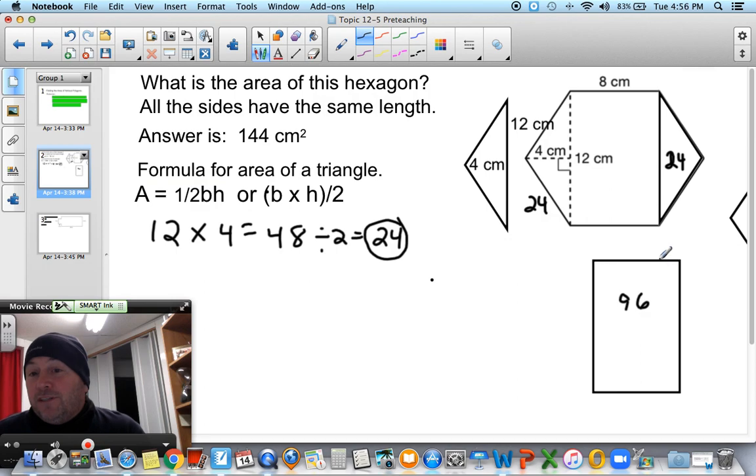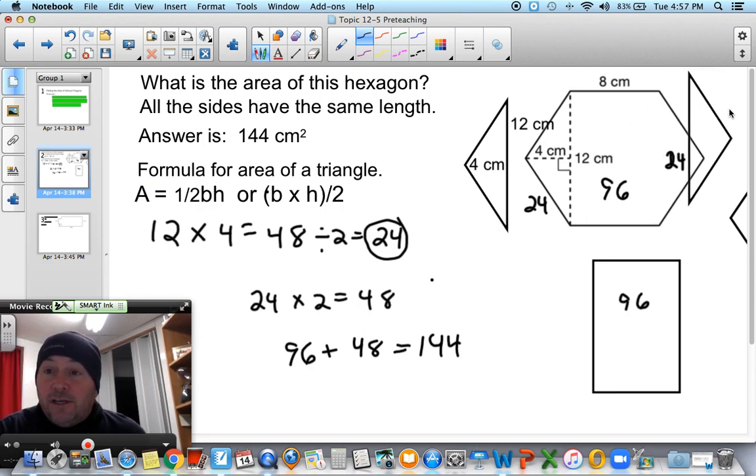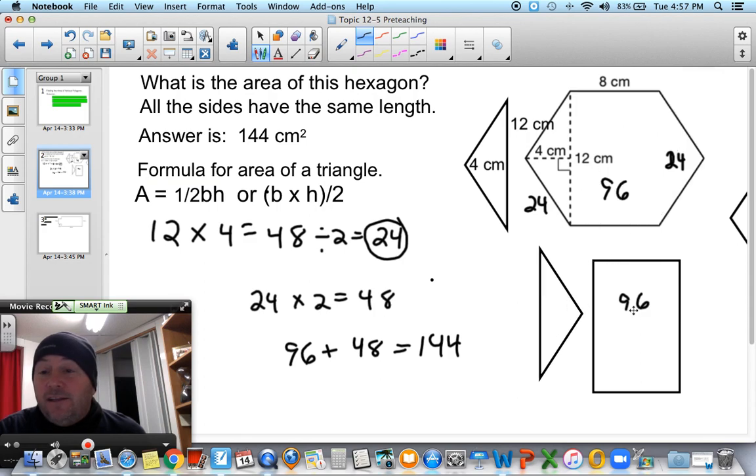So now we're going to take the 96, which is the inside rectangle, and the 24 and the 24, and add those all up. Of course, 24 times 2 gives us that 48 that we know we need. And then we have our 96, and we add that to 48. 96 plus 48, as we saw in the calculator earlier, is 144 square centimeters. That would be as if you decomposed it into just 2 basic shapes, the triangles and the rectangle.